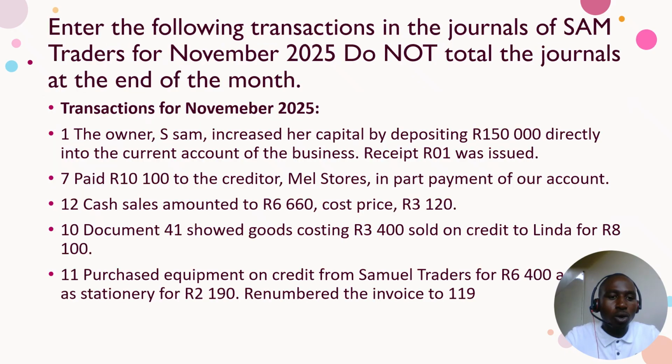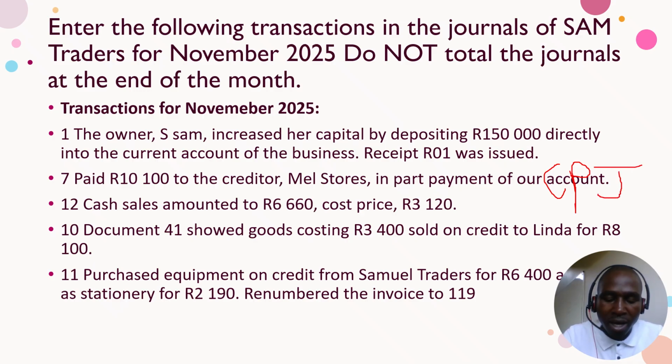Now I want us to go to transaction number 2. Transaction number 2 was saying we have paid a creditor, Mail Stores, 10,100 in part of paying our account. Mail Stores is someone that we owe. We owe her, and now we are paying the amount that we owe to her. So we record on the CPJ. Now, how do we record on the CPJ?